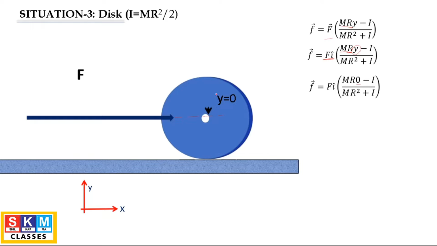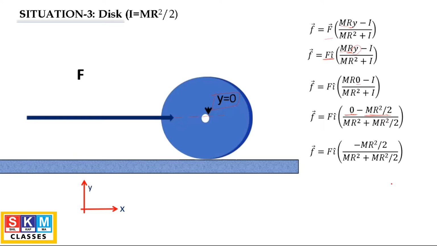So here this term will be 0 and I will be mr square by 2. After simplifying the equation, what we are getting here is minus F by 3 i cap. So here friction is opposite to the direction of force applied and the magnitude is F by 3. Now let's move to next situation.